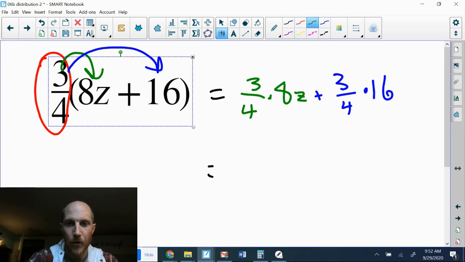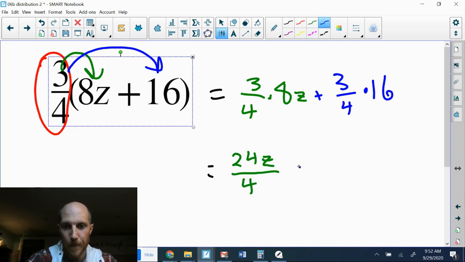Okay, now let's go down the page. So green part, 8z is going to multiply into the numerator by the 3. 8 times 3 is 24. Z comes with it. Denominator stays 4. Plus, over here, the numerator multiplied by the 16. 16 times 3 is 48. And the denominator of 4 stays put.